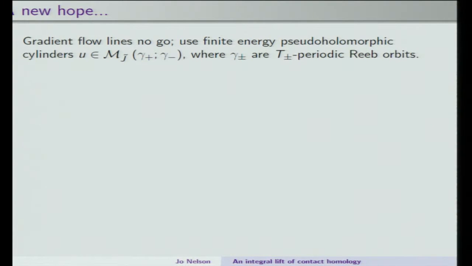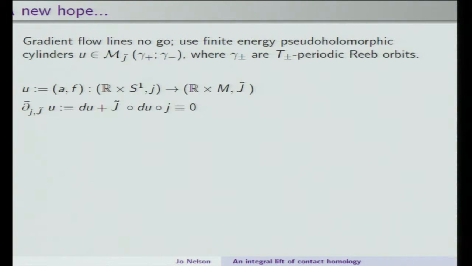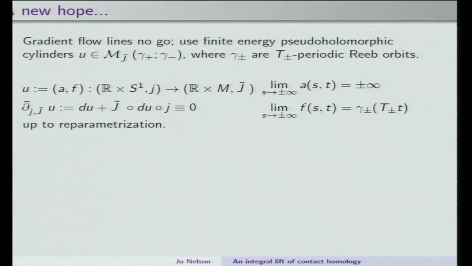Okay, so in order to define a differential, we're not going to be able to use gradient flow lines, but we are going to be able to use something called finite energy pseudo-holomorphic cylinders. These are basically maps from cylinders into the symplectization of the contact manifold. So we cross the contact manifold with R, and then we want them to satisfy the Cauchy-Riemann equations. Our J on the symplectization doesn't need to be integrable, which is why they're called pseudo-holomorphic. And then we want them to be asymptotic to periodic Reeb orbits.